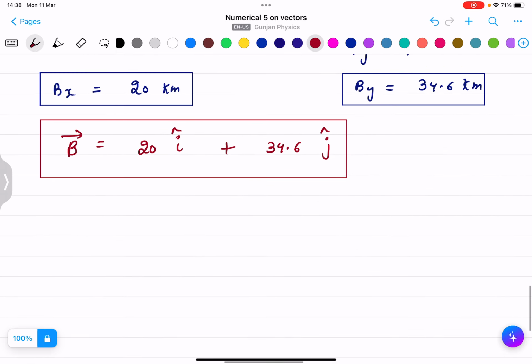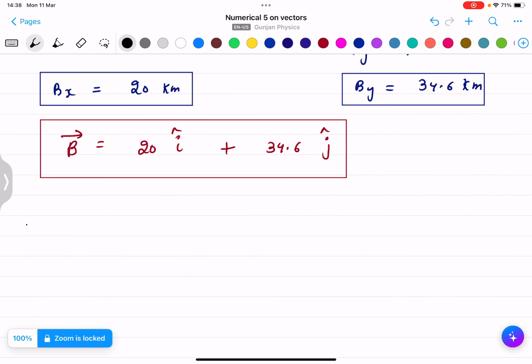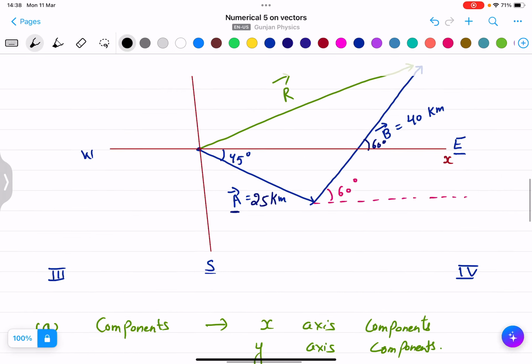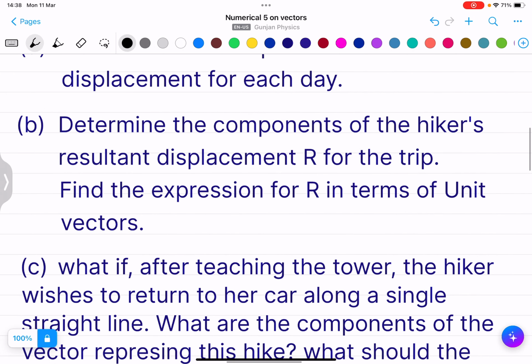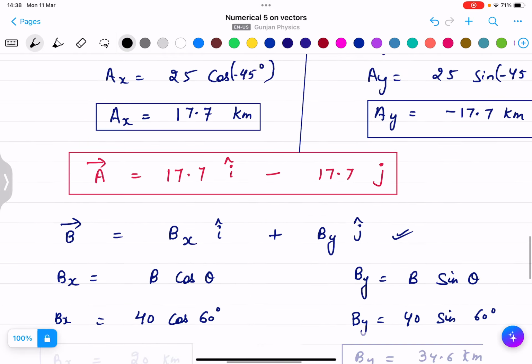Now let's move to the B part. What it is asking: determine the components of the hiker's resultant displacement R for the trip. Find the expression for R. I can write the vector here in terms of unit vectors. See, it is asking in terms of unit vectors. So we need to write R.